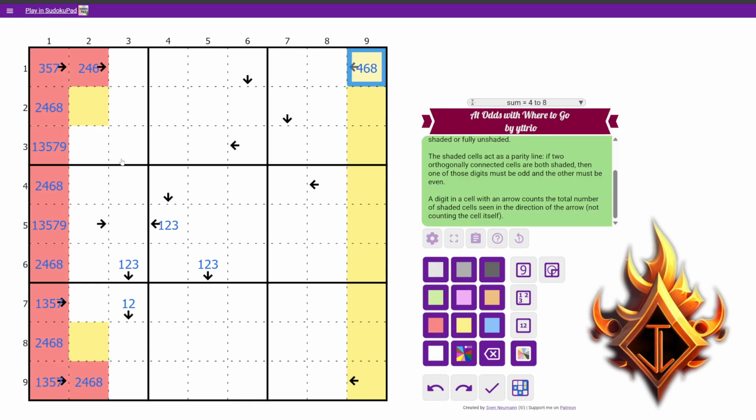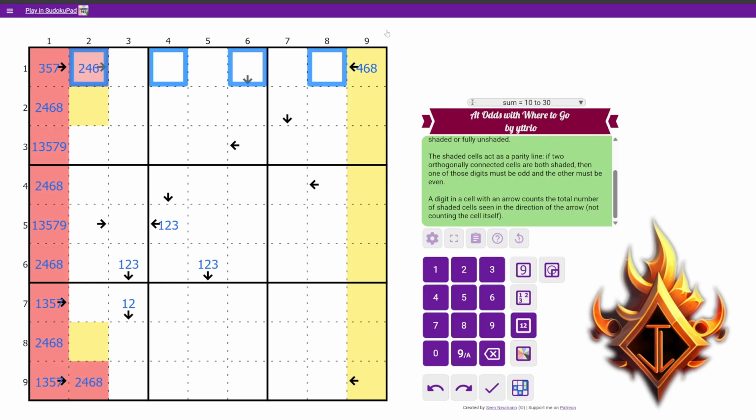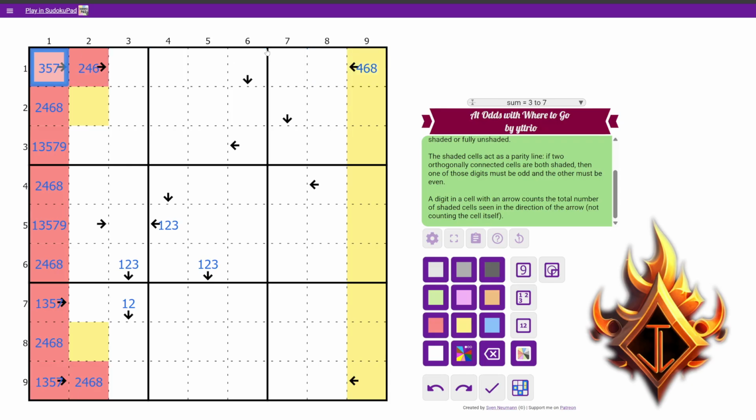Now, this one cannot be 7, because if it was, these would all be red. These would all be part of a parity line, and this would be 1 even, 2 evens, 3 evens, 4 evens, and 5 evens. We only have 4, so that cannot be 7.